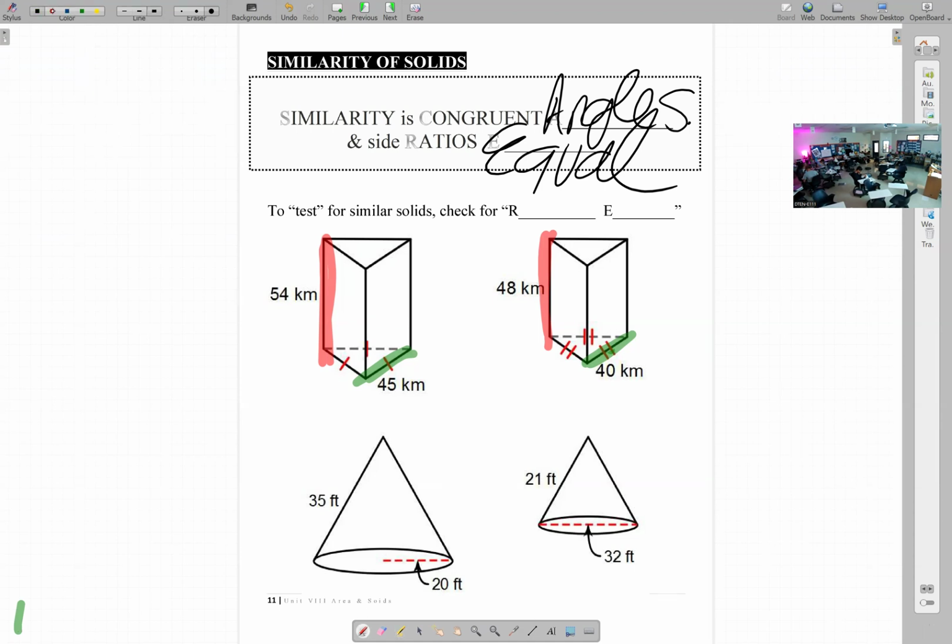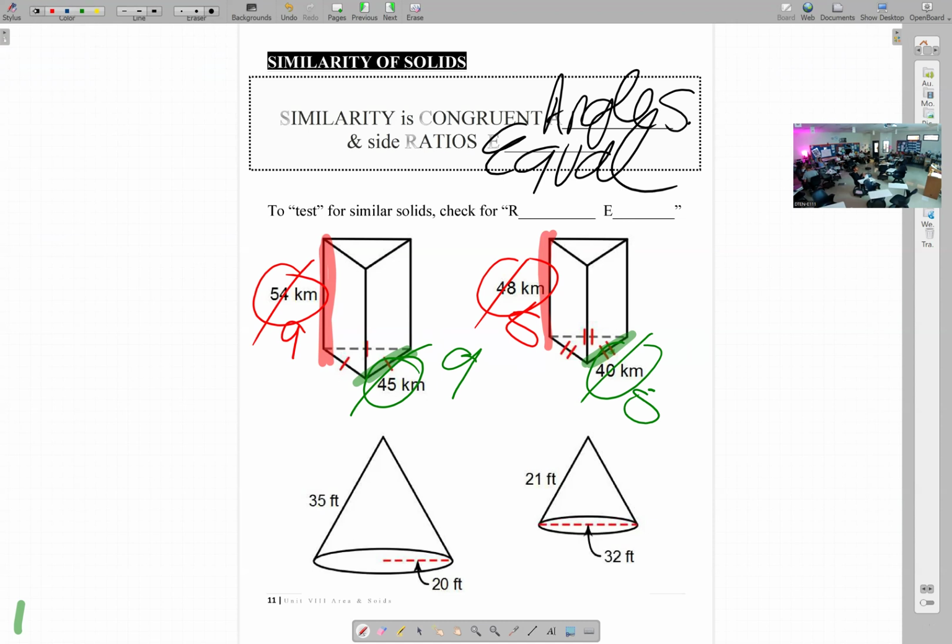Fabulous. Miss Sullivan, what's the reds? And? Oh, sorry, 8. 9 to 8. All right. And Jay, the greens? Five goes into 45. Okay. 9 and 8. Here, the ratios are equal. Ratios equal. Therefore, they are similar.